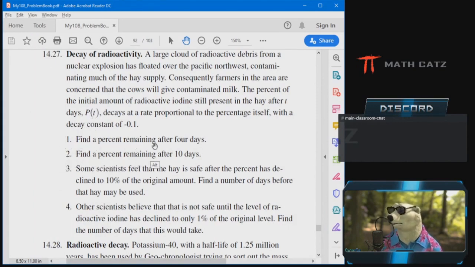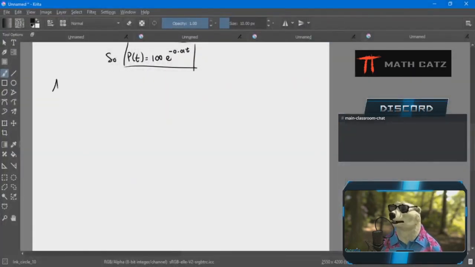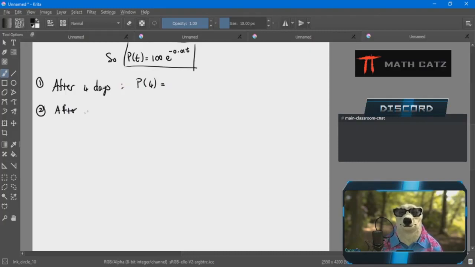Find the percent remaining after 4 days and 10 days. So I just want to see, let's say 1 after 4 days, we have P of 4. I plug it in, I get a number. The 10-day one is exactly the same, except I plug in 10. So let's do that. Do not skip anything.